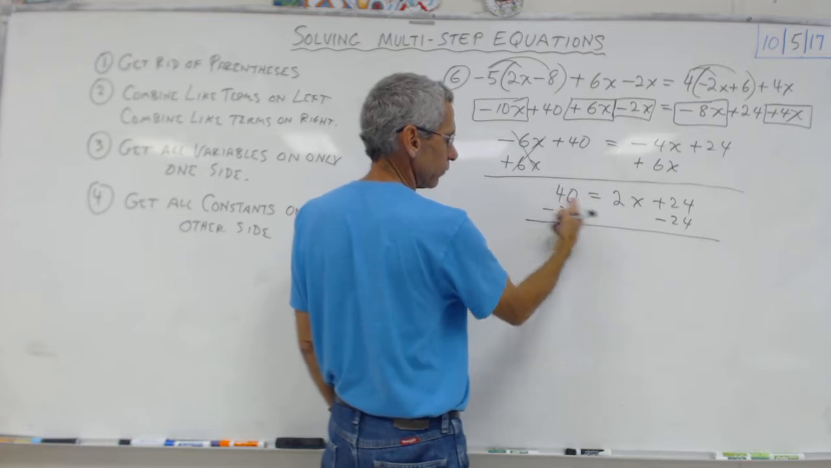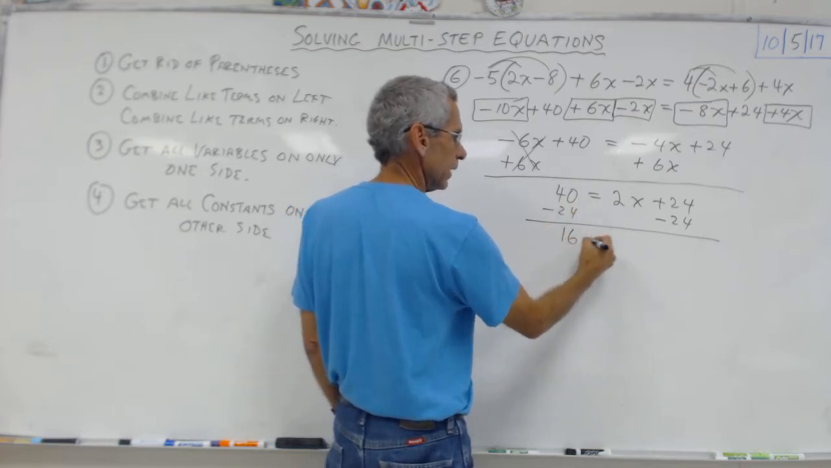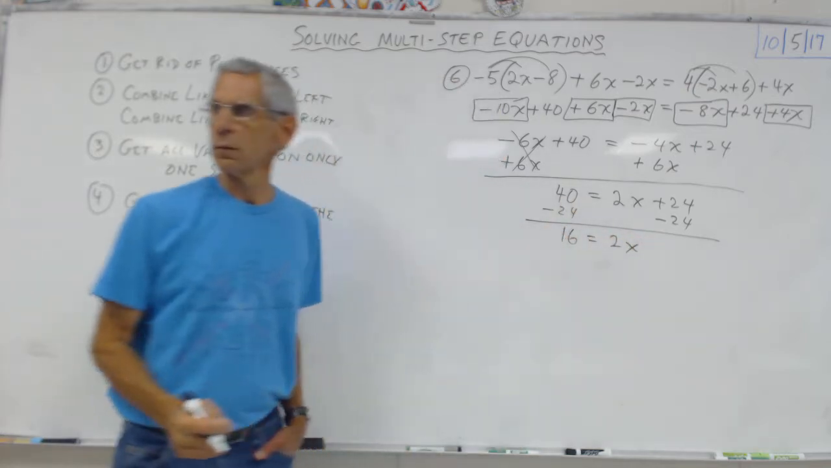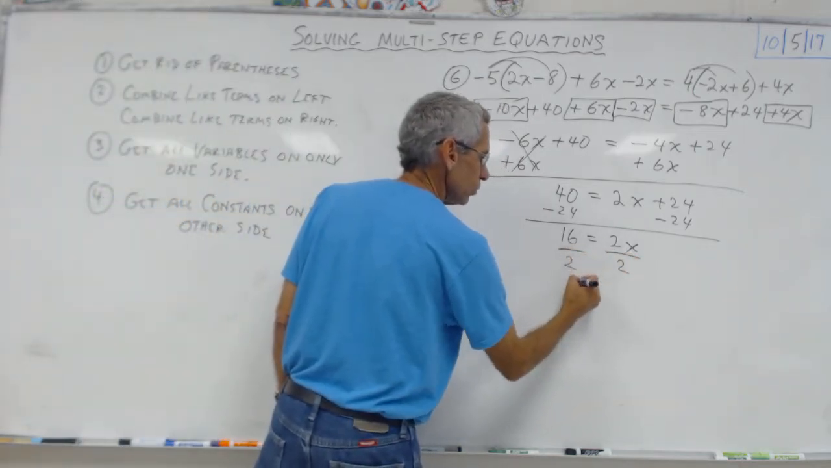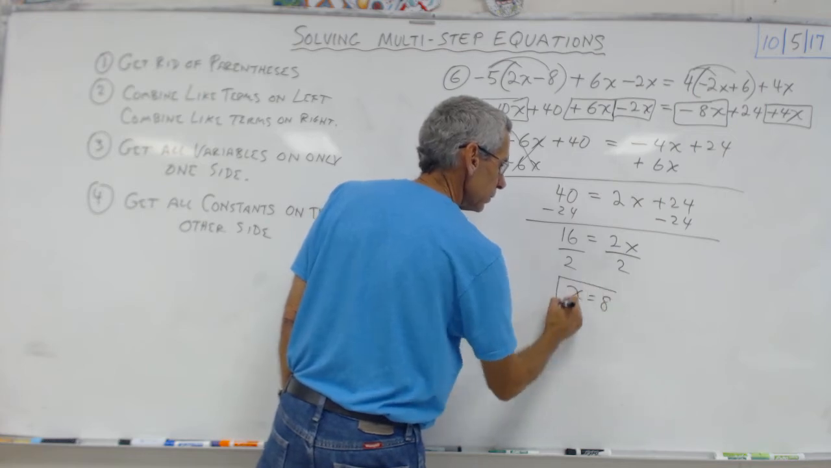And then we've got, what's 40 minus 24? 16. 16 equals 2x. Divide by 2, divide by 2, x equals 8.